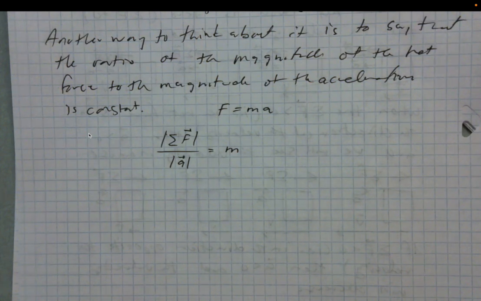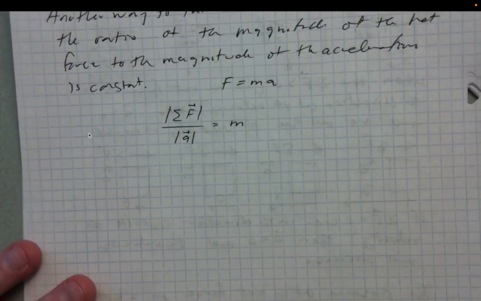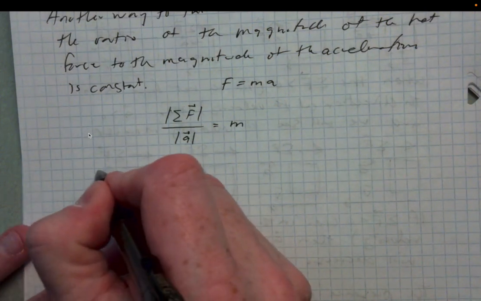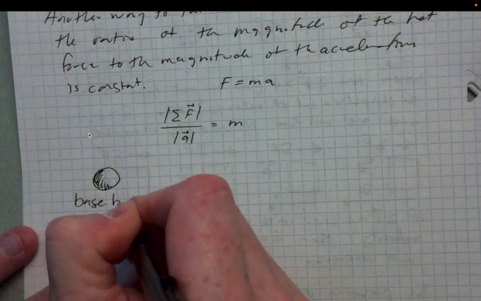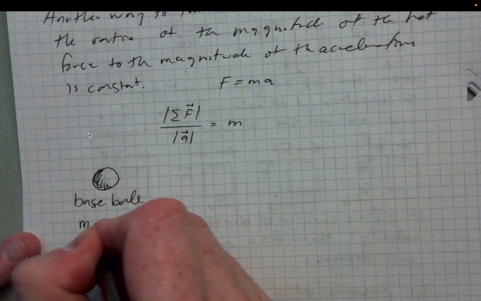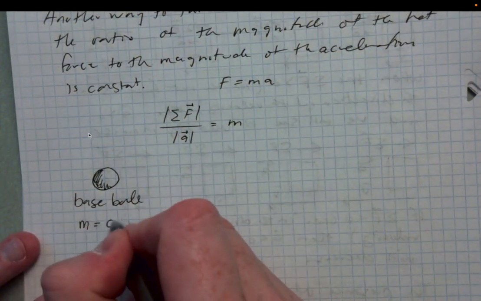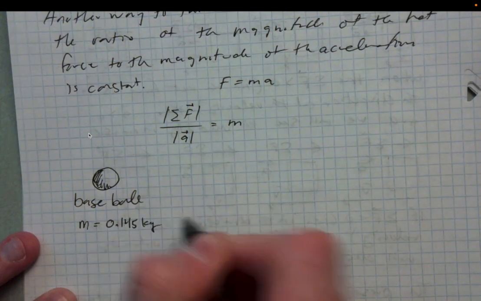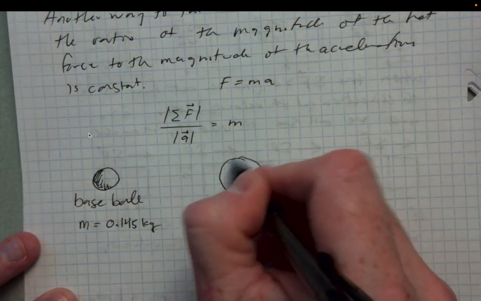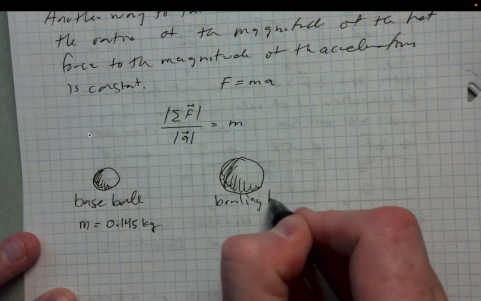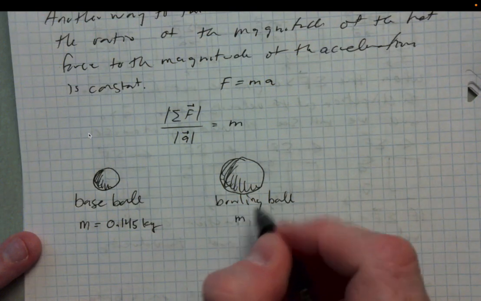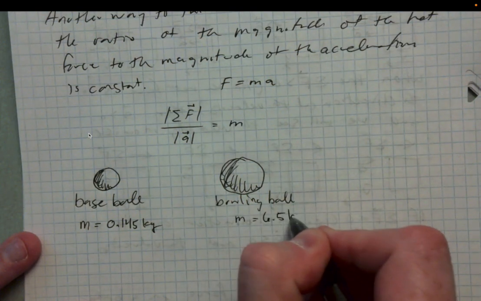This is very intuitive, actually, if you think about how you experience the world. Let's do a little experiment in our minds. Let's think about a baseball and a bowling ball. I've got two balls. One is a baseball with a mass of, in this case, 0.145 kilograms. And I've also got a bowling ball, which is a larger and more massive ball, and the mass here is 6.5 kilograms.